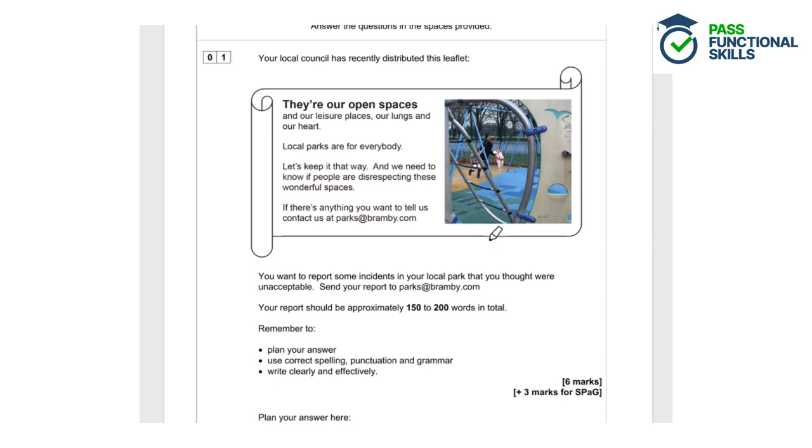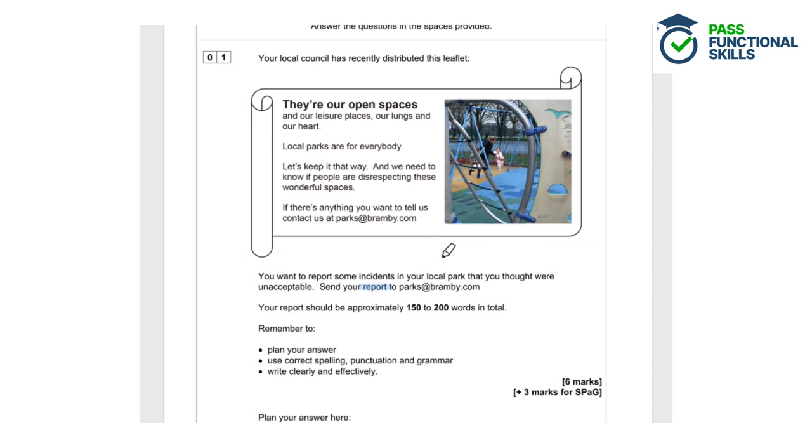And we are being told that we need to write a report. So when we're writing reports, we generally give a list of sort of facts about incidents, and then we come to some conclusions and maybe make some recommendations and suggestions.